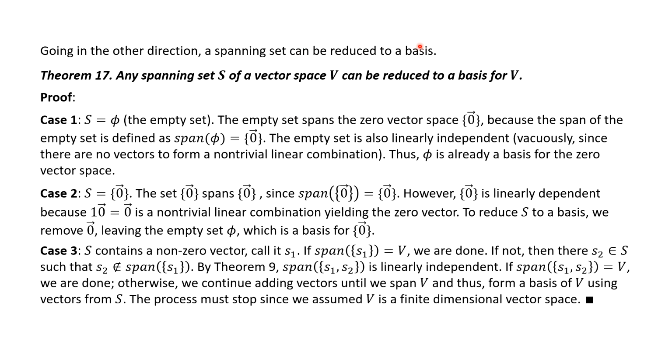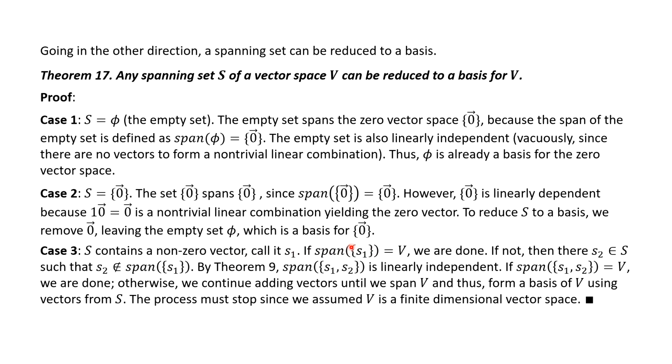In contrast to Theorem 16, we can have a spanning set that, if it's not already a basis, we can reduce to a basis by removing vectors, and that's what we have in this Theorem 17. There are three cases. Let me look at the typical case, which is case number 3, first. S contains a non-zero vector called S1.